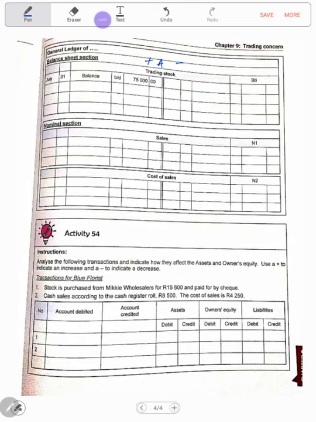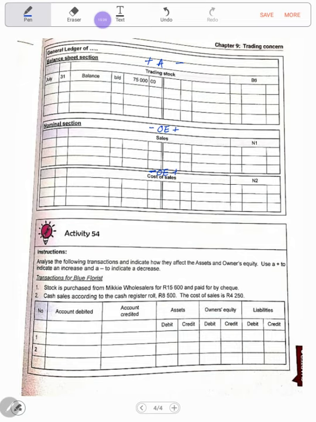Going all the way down to the nominal account section, which is all about incomes and expenses. When we make a sale, it's an income to the business. Incomes increase owner's equity on your credit side. Cost of sales is an expense. It also falls under the owner's equity group. But what happens when we pay for expenses? It decreases on the debit side. So once you know that, you know exactly where to transact.